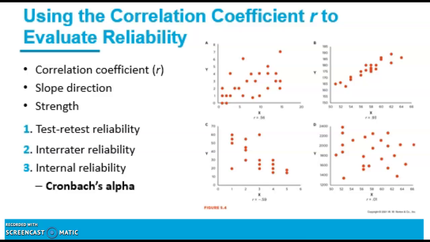Note that test, retest reliability is only relevant for variables that do not change over time. It would not be relevant for something like weight. It probably would be relevant for something like an adult's height.